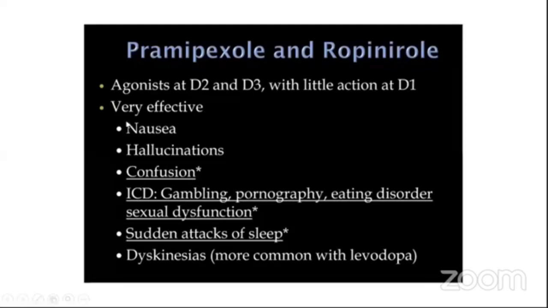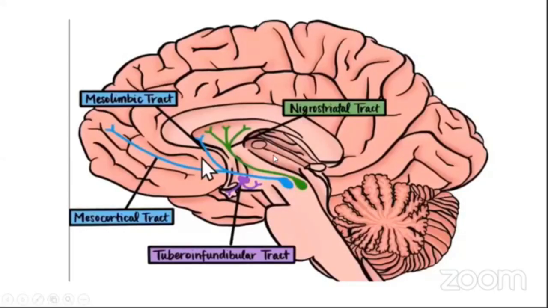It is a very effective drug in young age, but it can cause nausea and hallucination just like levodopa. It can also cause confusion and impulse control disorder, that is gambling, pornography, eating disorder, even sexual dysfunction. This effect does not occur with levodopa, but these side effects occur with dopamine agonist drugs. Sometimes patients present with sudden attacks of sleep with ropinirole. Dyskinesia is much less common with dopamine agonist drugs, but more common with levodopa-carbidopa.